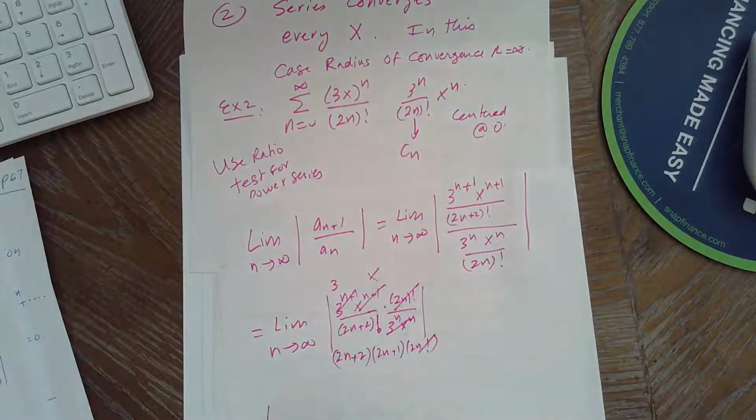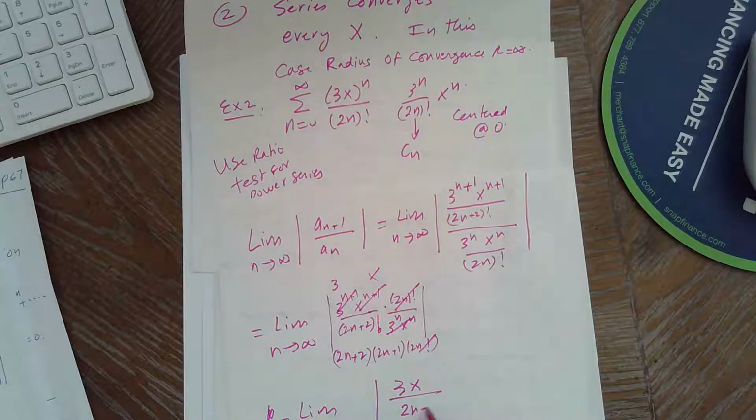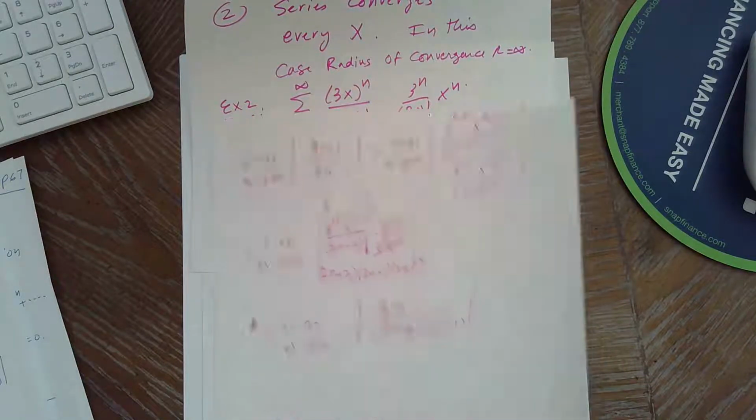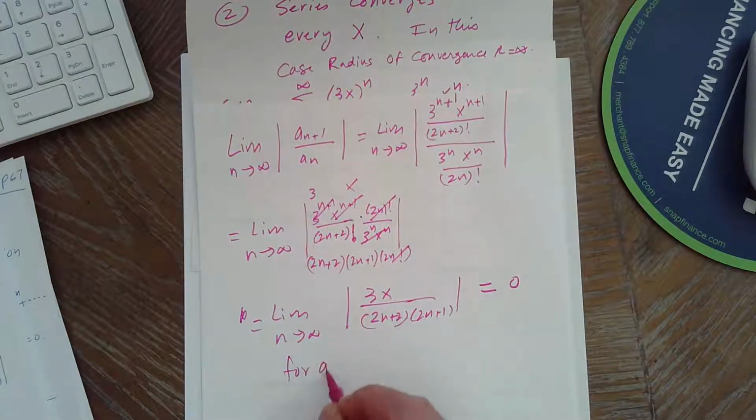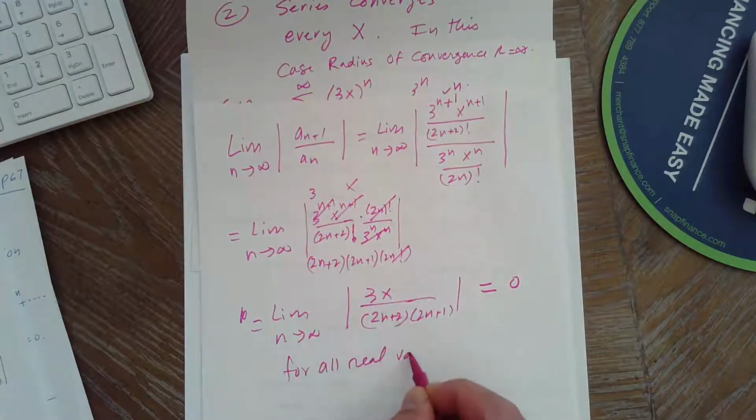And then 2n plus 2 factorial is 2n plus 2 times 2n plus 1 times 2n factorial. So we end up with the limit as n goes to infinity of the absolute value of 3x over 2n plus 2 times 2n plus 1. As n goes to infinity, this is 0 for all real values of x.